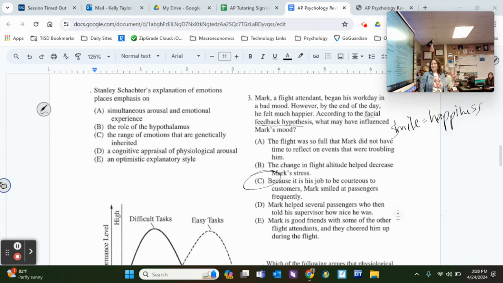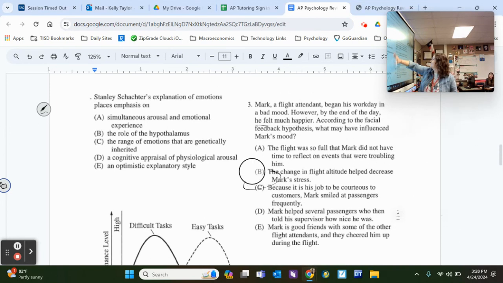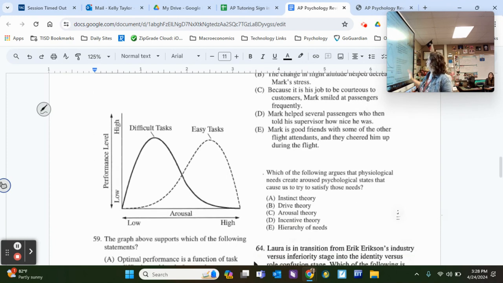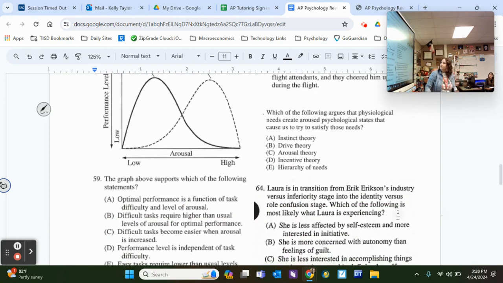All right. Which of the following argues that physiological needs create aroused psychological states that try to get us to satisfy those needs? Okay.